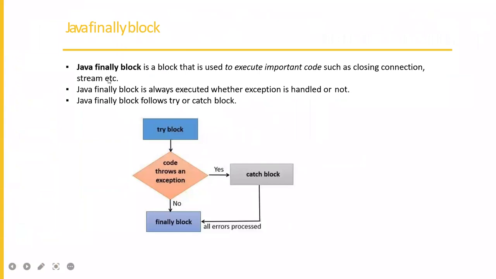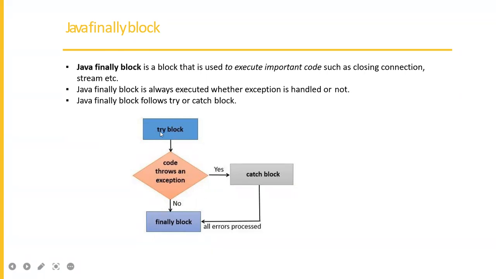So the finally block is used to execute important code such as closing connections or cleanup activity. Always we have to write it in the finally block. The Java finally block always executes whether the exception is raised or not, meaning whether the exception is handled or not. By default, the finally block will be executed. Always you should go for a finally block or try catch blocks.